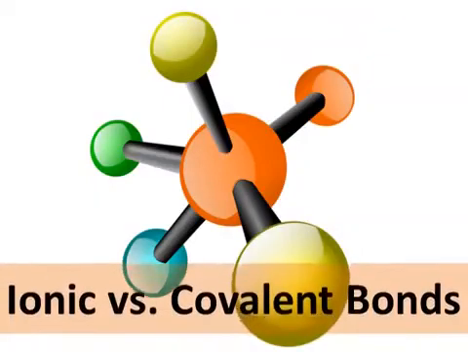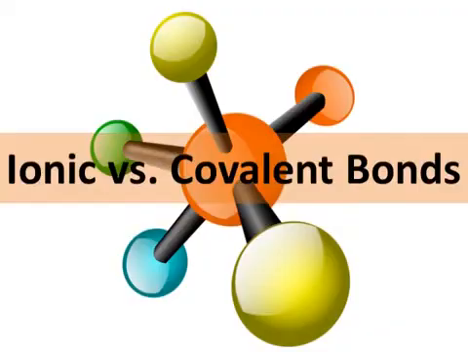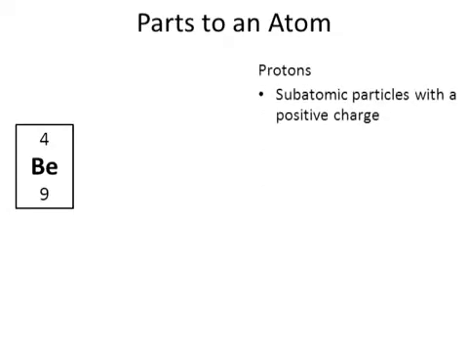Okay, let's talk about the basic differences between ionic and covalent bonds, two different ways in which atoms can connect to one another. Well, let's first look at the basic parts to an atom. Here's a square from the periodic table. Be is the element beryllium, and elements are made from atoms, and atoms have three basic parts.